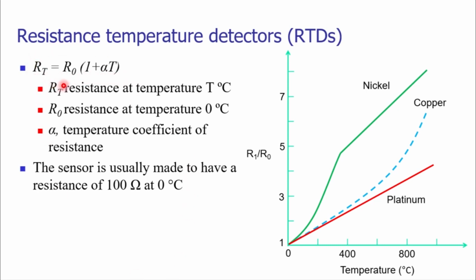So RT is equal to R0 into (1 plus alpha into T). RT is the resistance at temperature T. This T is the temperature that we want to measure. R0 is the resistance at 0 degrees Celsius. Alpha is the temperature coefficient of resistance. So the ratio of RT by R0 is plotted here.